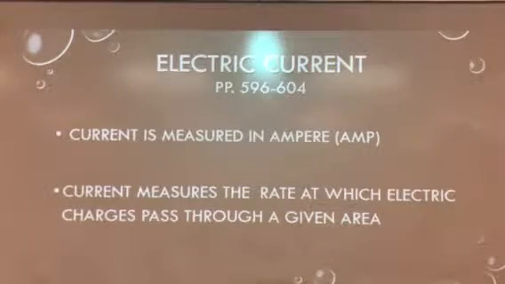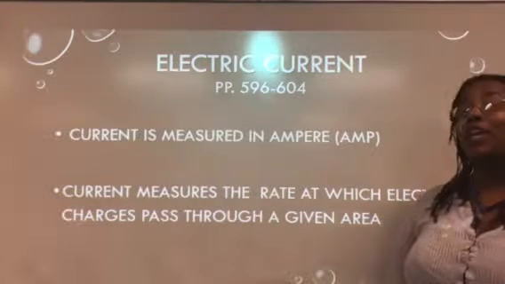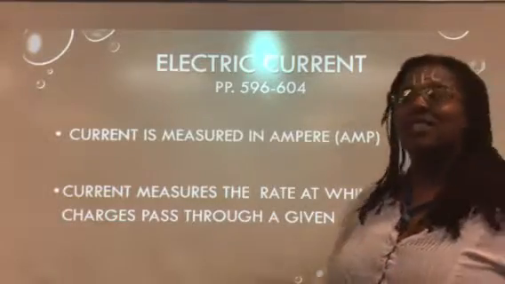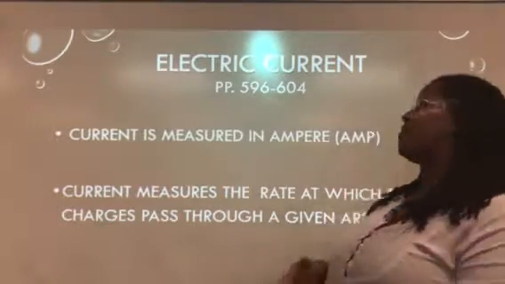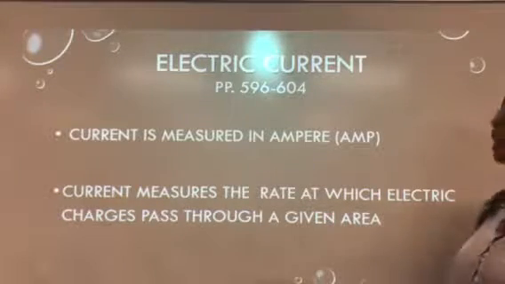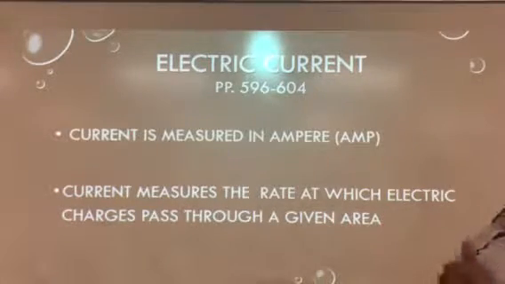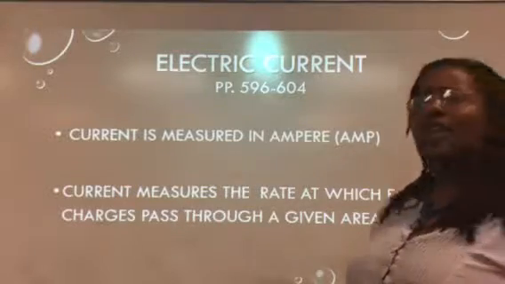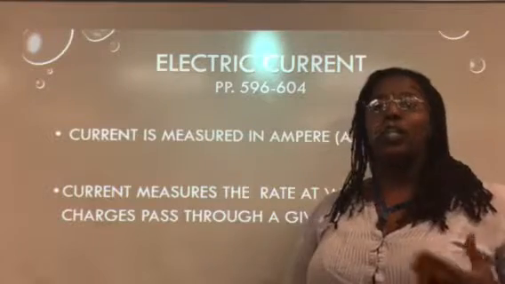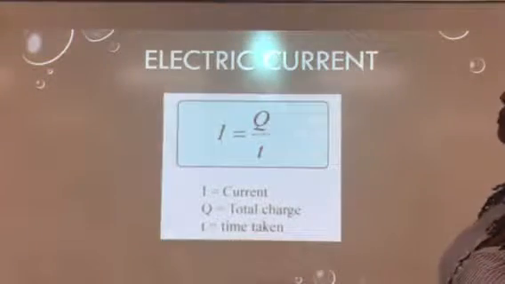Electric current, we're somewhere around page 596. Current is going to be measured in ampere, or we often shorten this to amps. And we'll talk about the scientists a little bit later who discovered currents. It's going to measure the rate at which electrical charges are going to pass through a given area. This current kind of reminds you almost of period. How much is flowing through in a particular amount of time?